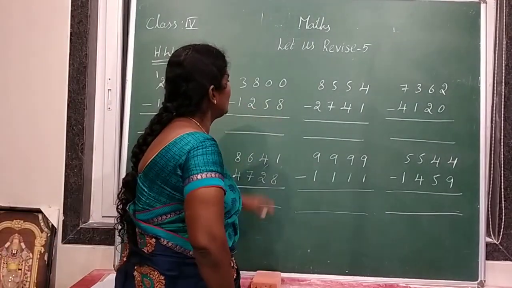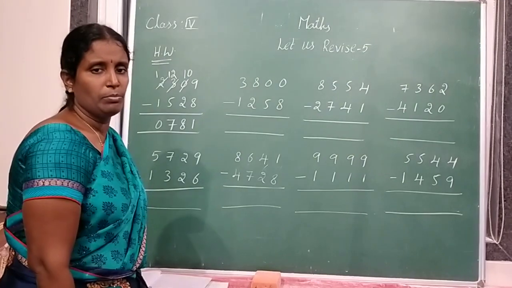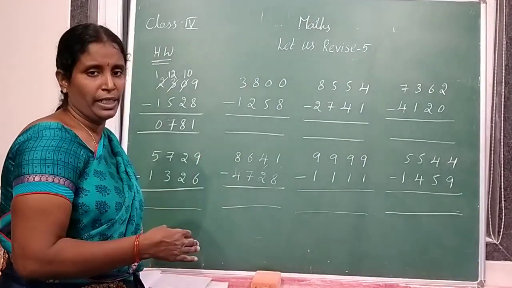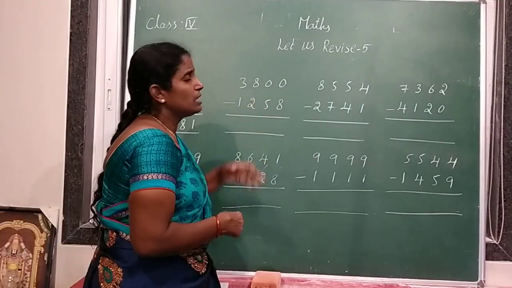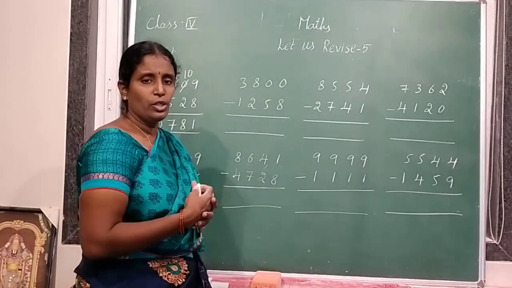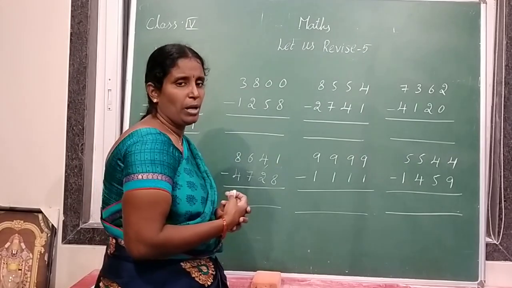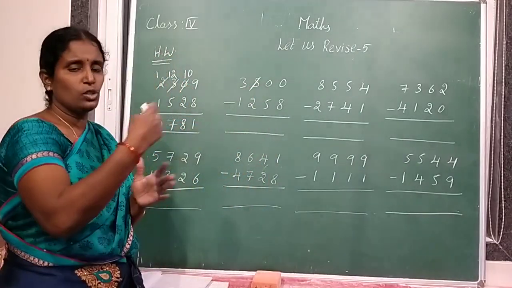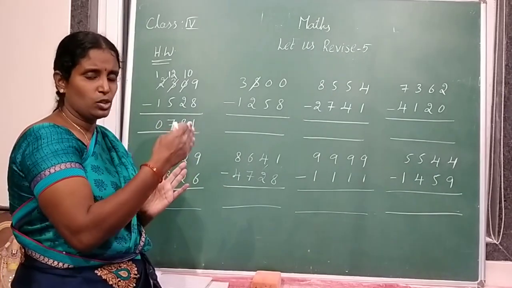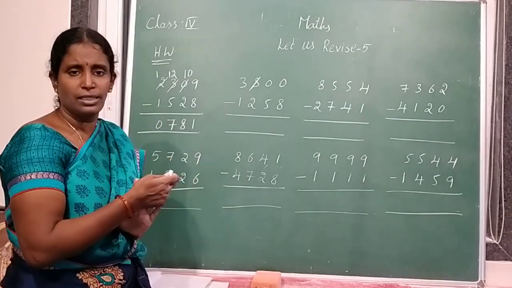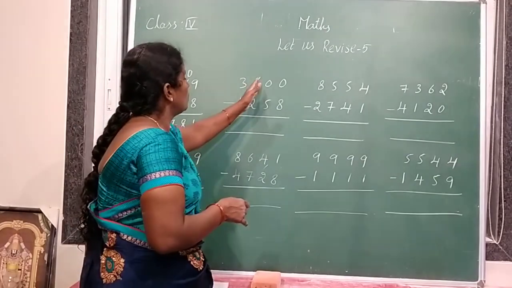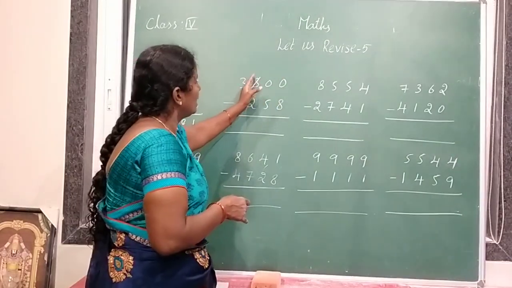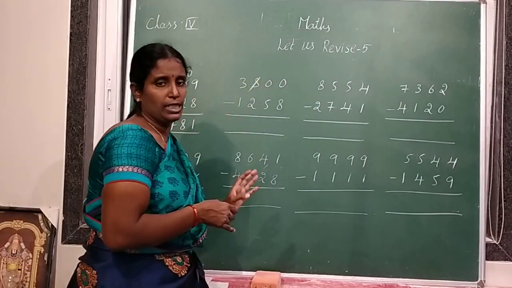Next, 0 minus 8, not possible. So, we should take borrow from tens place. But in tens place also it is 0. So, what we should do? We should take borrow from hundreds. Can we take borrow from hundreds to ones directly or hundreds to tens after that ones? Yes, hundreds to tens, after that tens to ones.